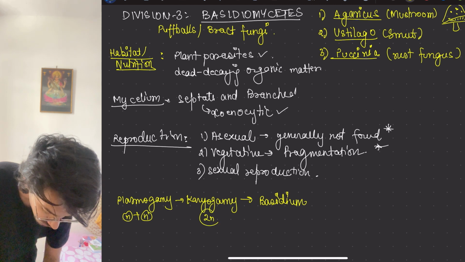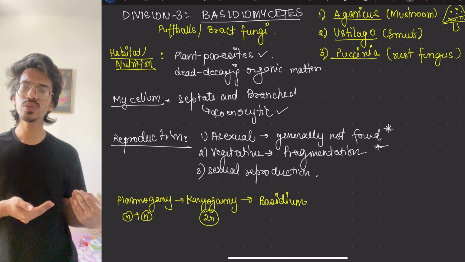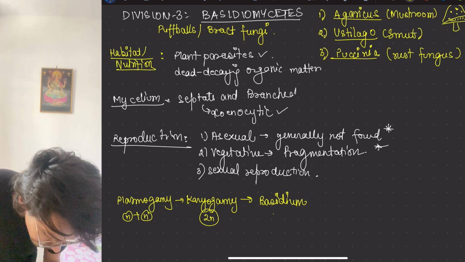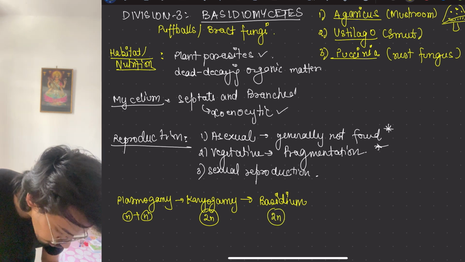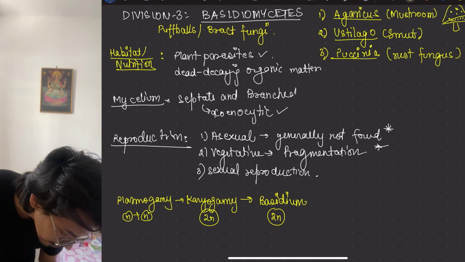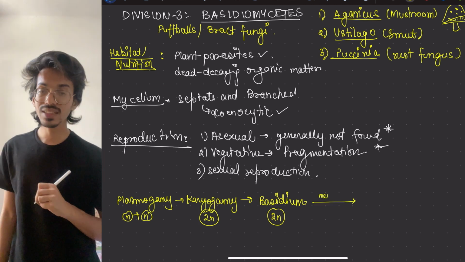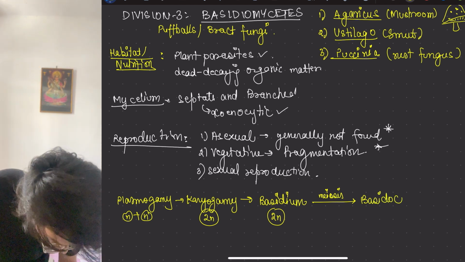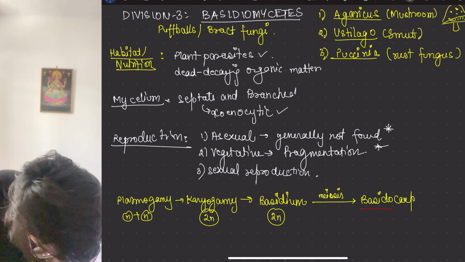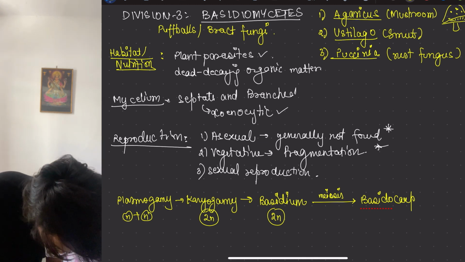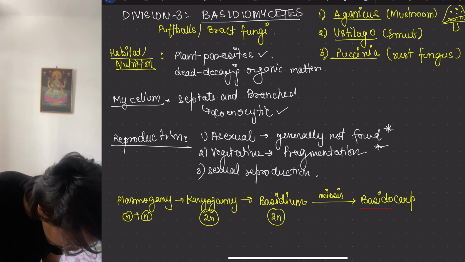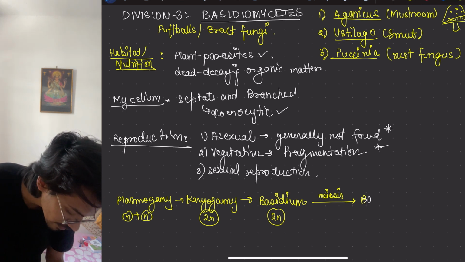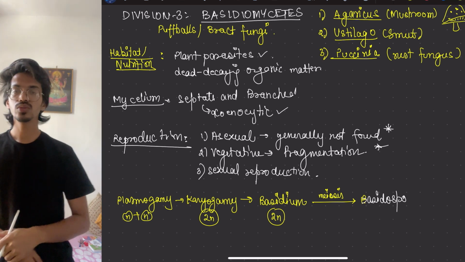If the ploidy level is increased in the basidium, it has to be reduced. The next step is what? Meiosis. So inside this basidium the cells will undergo meiosis and form basidiospores, which are haploid in structure, and then they will form the new mycelium body. So this thing you have to remember.